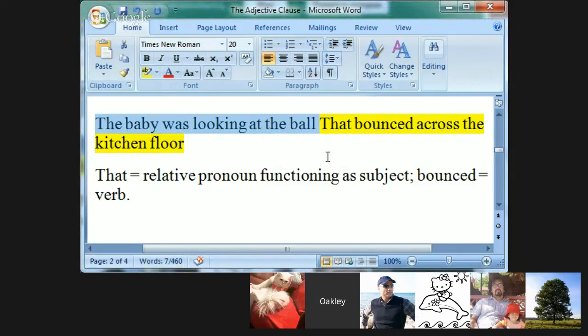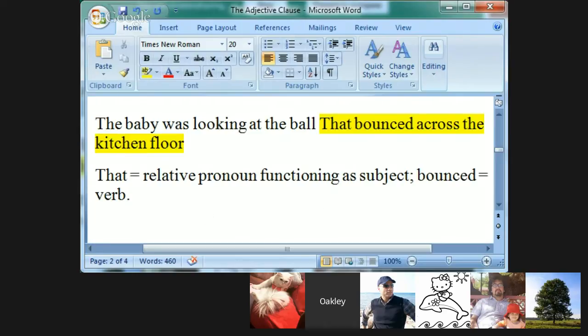Because this adjective clause highlighted in yellow, that bounced across the kitchen floor, can't exist by itself. Every true sentence needs an independent clause, or it just simply can't exist in English.